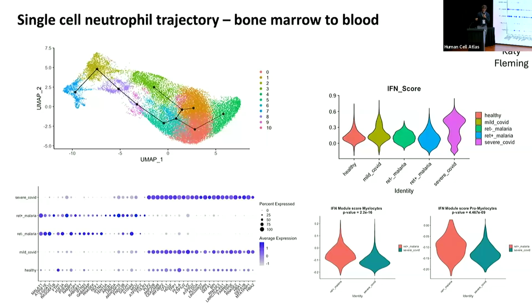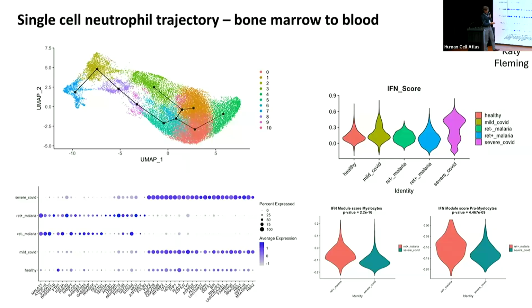Is this just a generic response to infection? We think that there are, of course, very conserved functions. It's an innate immune cell. But we also think there's marked differences, and by comparing neutrophils from cerebral malaria with COVID neutrophils, we noticed that there's similarities. There's also quite a lot of differences.